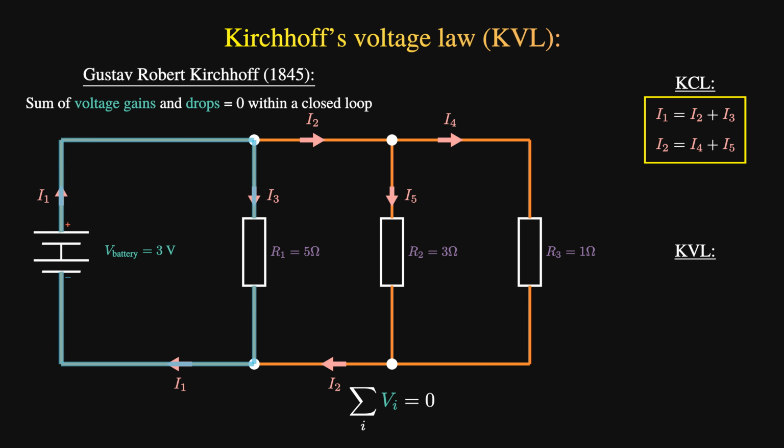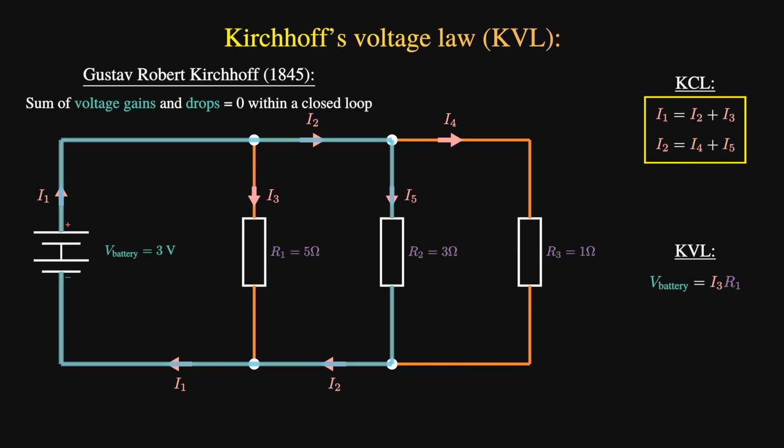The first path is highlighted like so. Along this path, the current simply flows through the first resistor with a current I3. As we know from Ohm's law, the potential drop when moving through each resistor is I times R. So we can say for this loop that the voltage provided by the battery, V battery, is equal to I3 times R1. It's as simple as that.